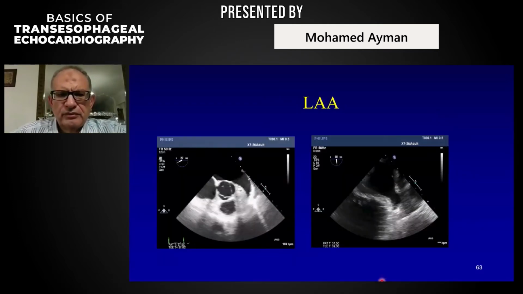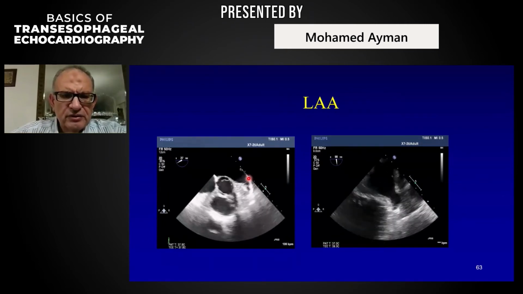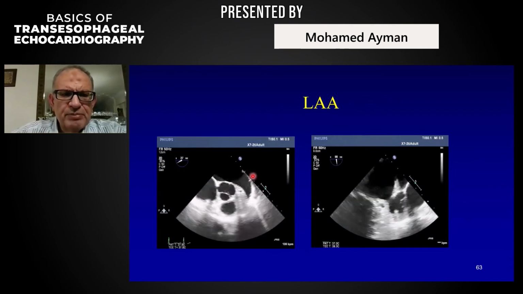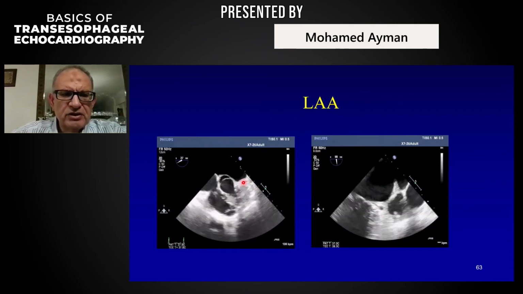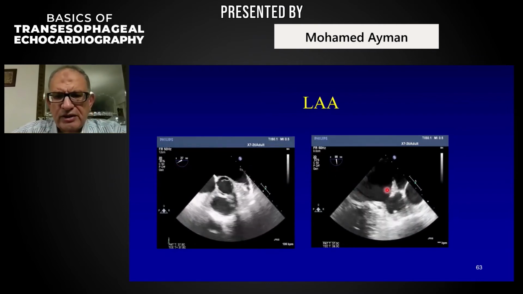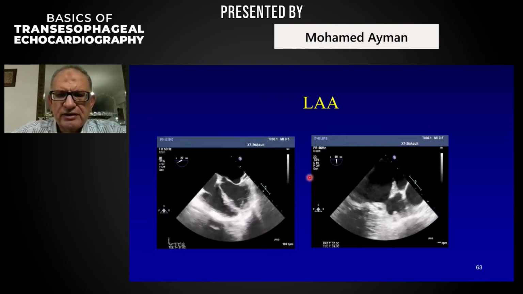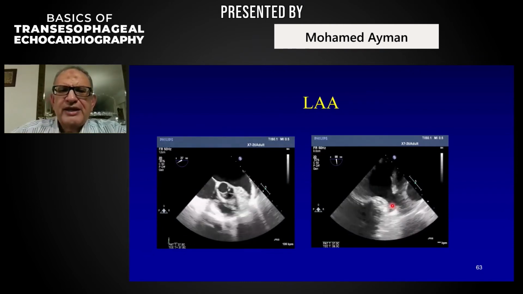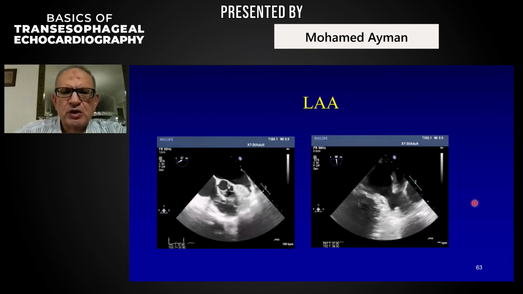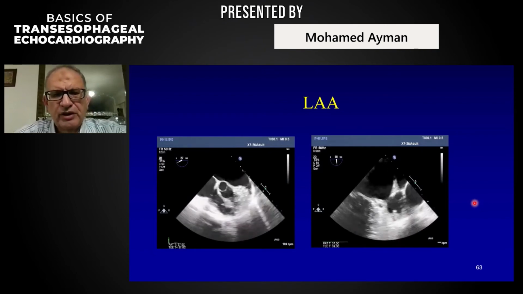So we have to check the left atrial appendage like this at different angles. For example, this is a patent left atrial appendage at 27. We increase the angle to about 90. We can see here the appendage. So with different angles, we are making sure that the appendage is clean, patent, no thrombi, and you can safely cardiovert your patient.